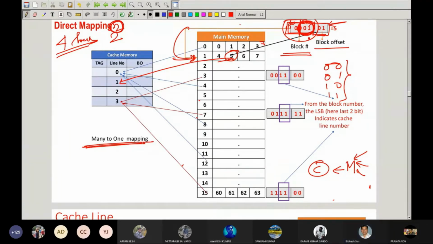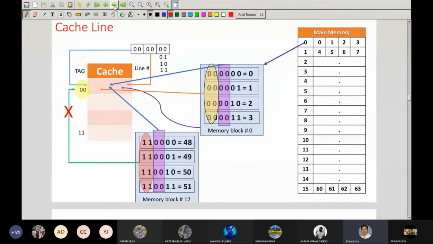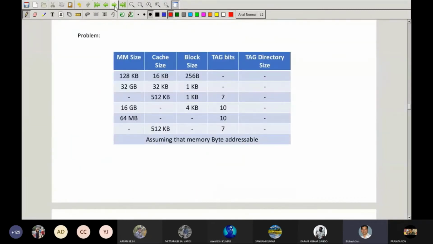Is it clear or not clear? No, sir, not clear. Okay, I will come to the point again. Let's solve one problem.